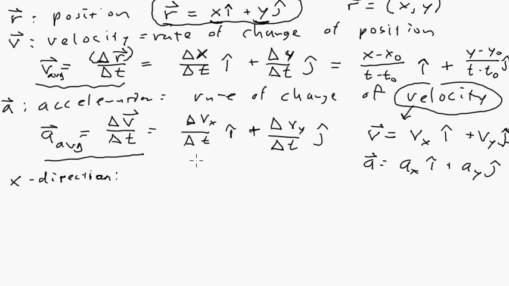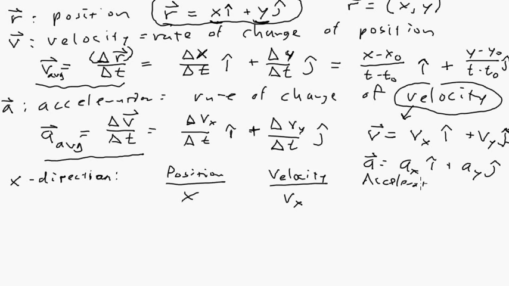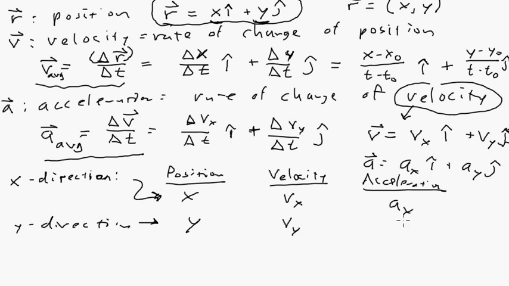We can say in the x direction, our position is x, our velocity in the x direction is v sub x, and our acceleration is a sub x. So this is our x direction stuff. And then we can say y direction. Position is y, velocity is v sub y, and acceleration is a sub y. And then, of course, if you want to do z, let's just do z for completeness. It's z, v sub z, and a sub z.